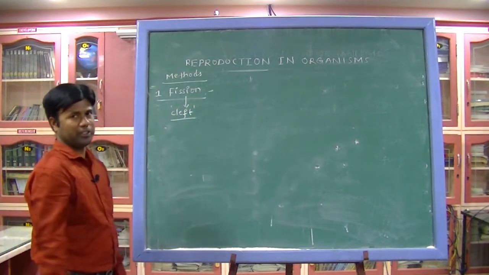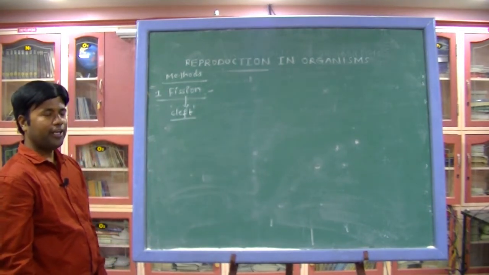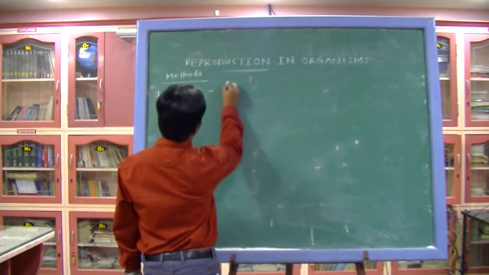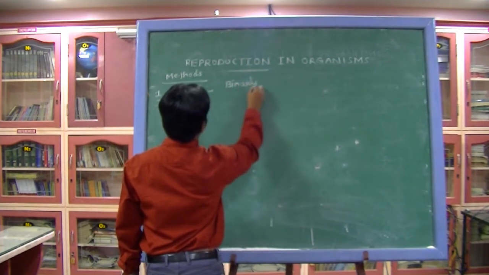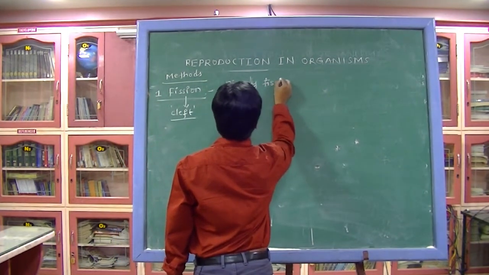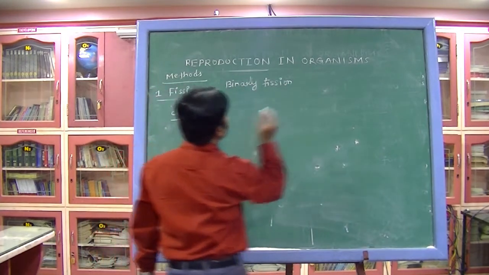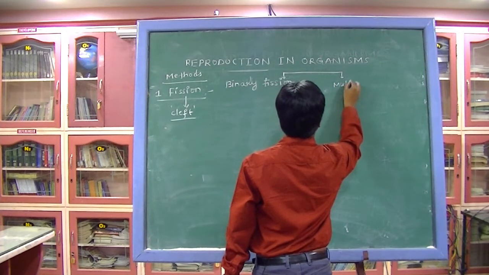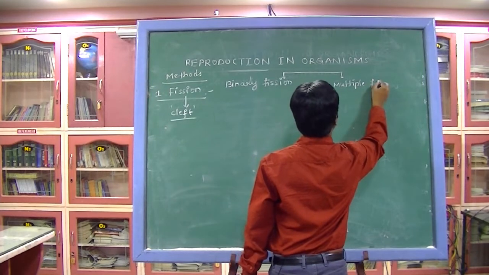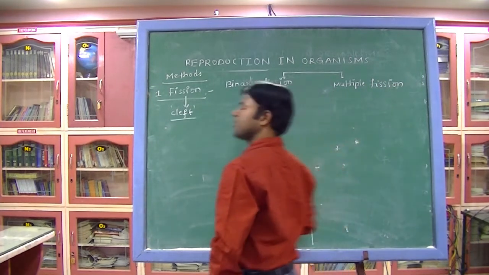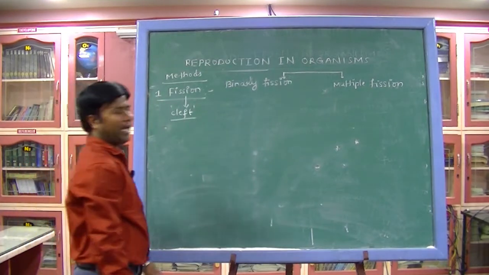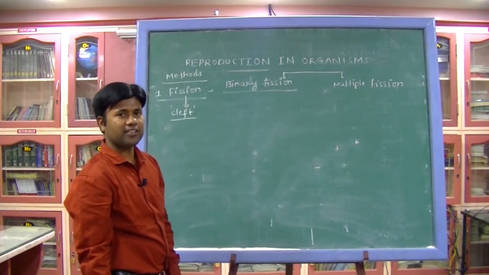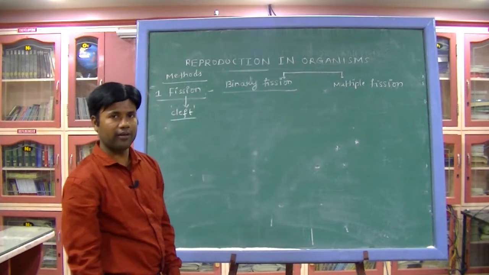There are different types of divisions. Among them, here binary fission and multiple fission. What are the two types here? Binary fission, and the next one, multiple fission. Again, in binary fission, based on the plane of division, transverse, longitudinal, simple or irregular divisions are there.